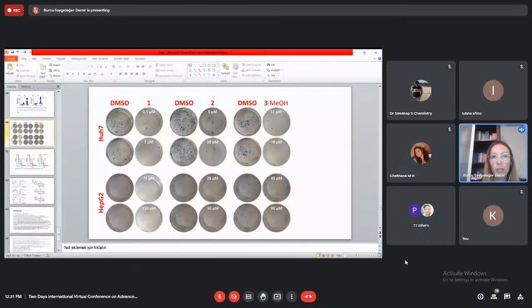This is the colony formation assay. It was performed on 2 hepatocellular cancer cell lines, and it was revealed that the 3 metal complexes stop cell colonization at different doses. This is DMSO as a control. 24 hours later, you can see the dots of cells, colonies of cells, and with the complexes, we cannot see any other colonies.